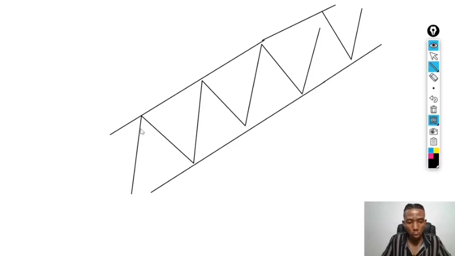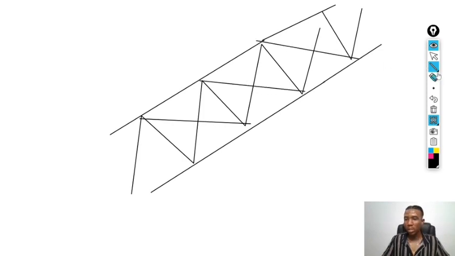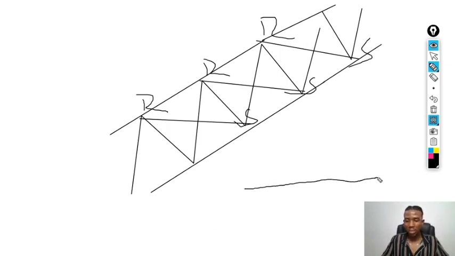Now, let me show you the horizontal support and resistances. We just make a line horizontally on our turning points. And as you can see right here, this would be our resistance. This here would be a support, this here would be a resistance, this here would be a support, and so forth.